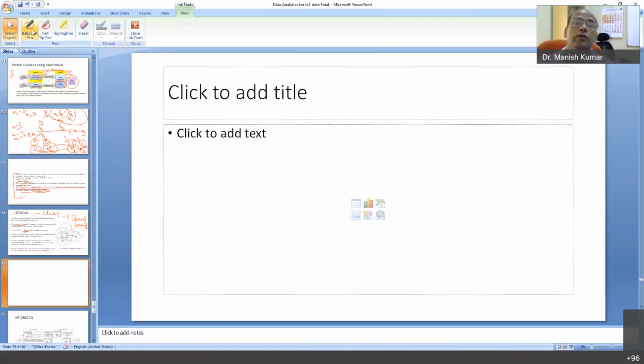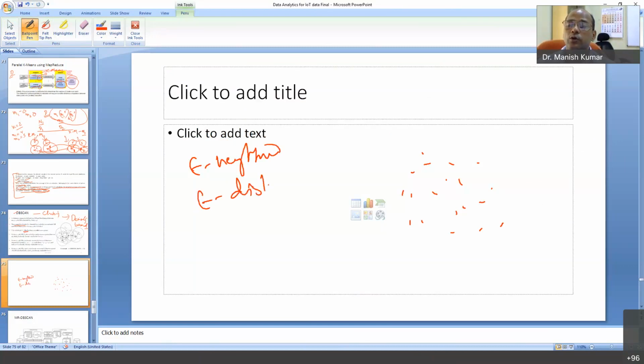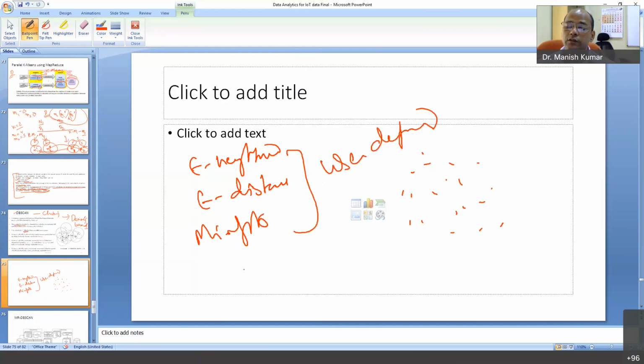So what we have is that, say these are the points. This is the data, suppose. So it says epsilon neighborhood. So we are talking about epsilon distance and minimum points. These two are user defined. I say 1 centimeter as epsilon. Minimum points, I say that minimum points will be 4.